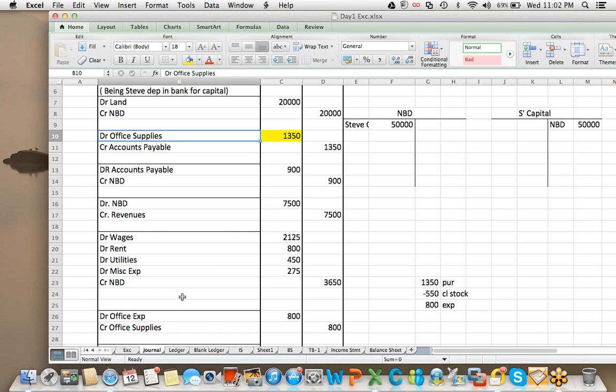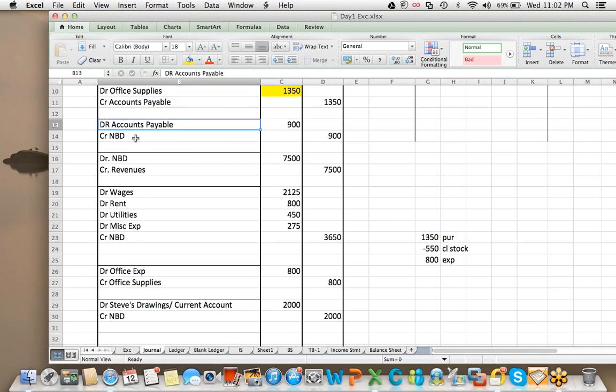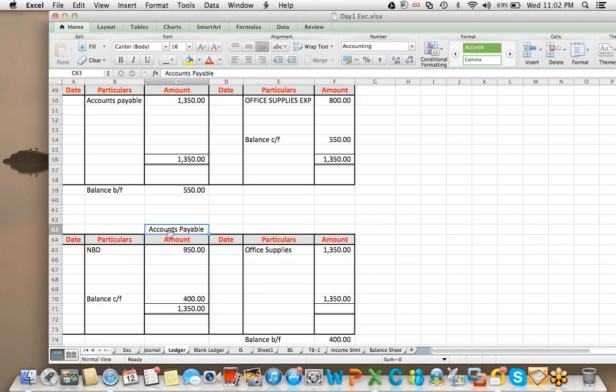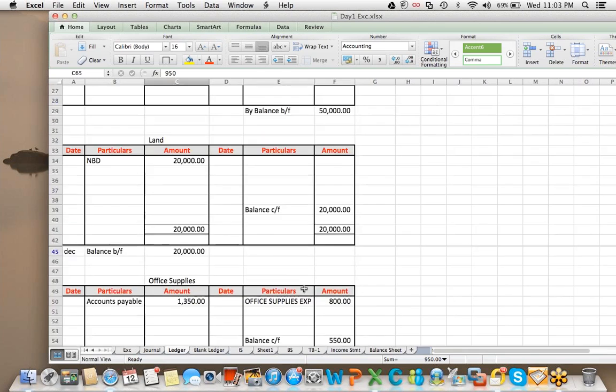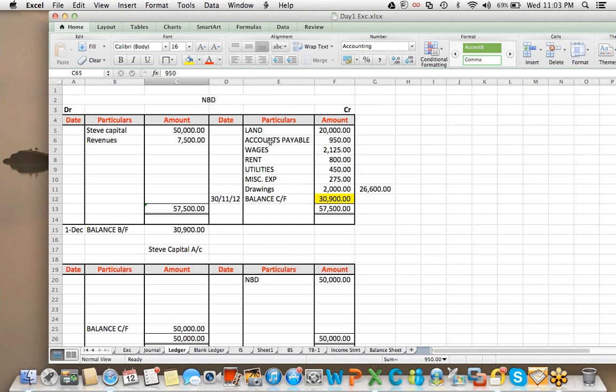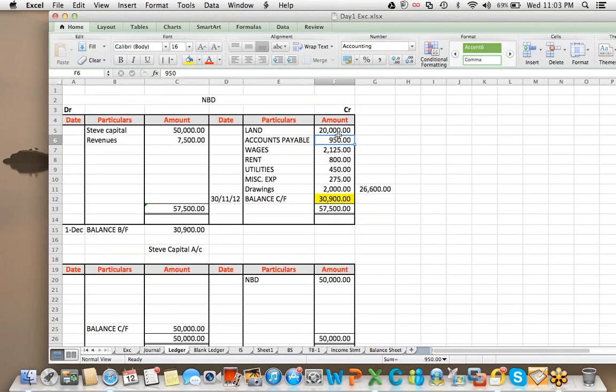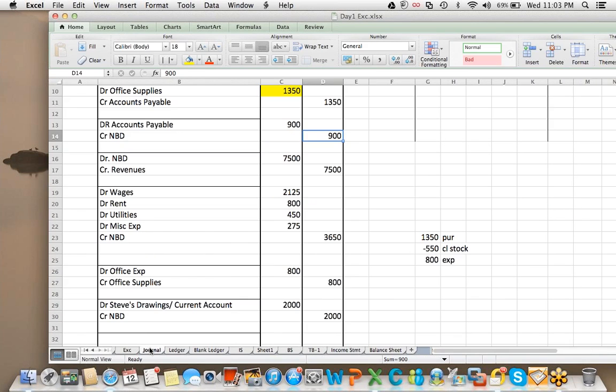Next journal is accounts payable debit, NBD credit. Accounts payable, we have the account here. Accounts payable, NBD debit 950. What is the second effect, Anish? NBD, accounts payable. Credit side or debit side? The credit side, 950. Excellent. Let us check whether the credit side is there or not. Accounts payable 900 or 950? 950. Next one. It should be 950, I think.